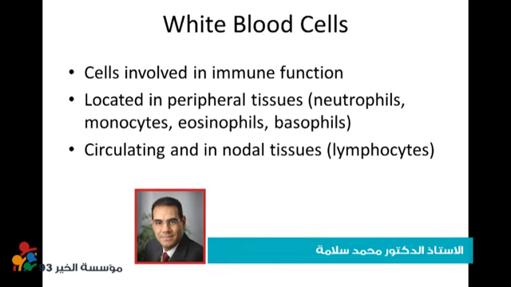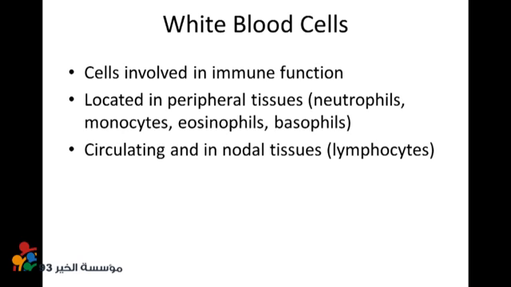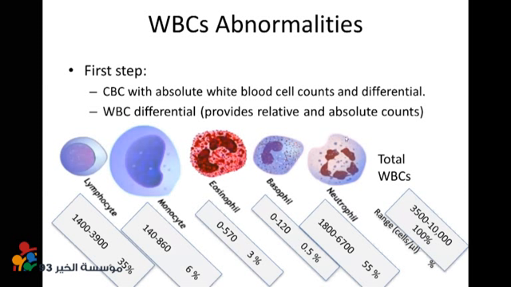So white blood cells, we all know these are cells involved in the immune functions, and they are located in the peripheral blood, but they are formed in the bone marrow, and they will be circulating in the peripheral blood, but they also could be in tissue like lymph nodes in the case of the lymphocytes. These are the 5 major categories of white blood cells that we'll be talking about.